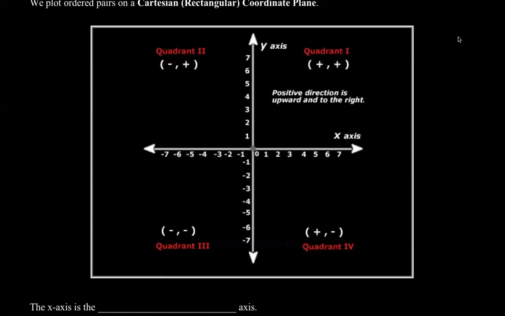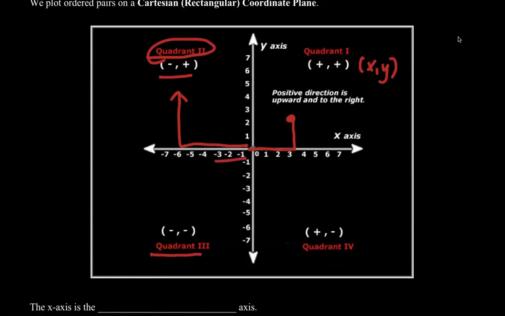Notice that in quadrant 1, the x, y points would be positive and positive because we would be moving to the right and then up. Both of those would be positive directions. Everything in quadrant 2 is a negative x value and a positive y value. Everything in quadrant 3 would be a negative x and a negative y. And everything in quadrant 4 would be a positive x and a negative y.